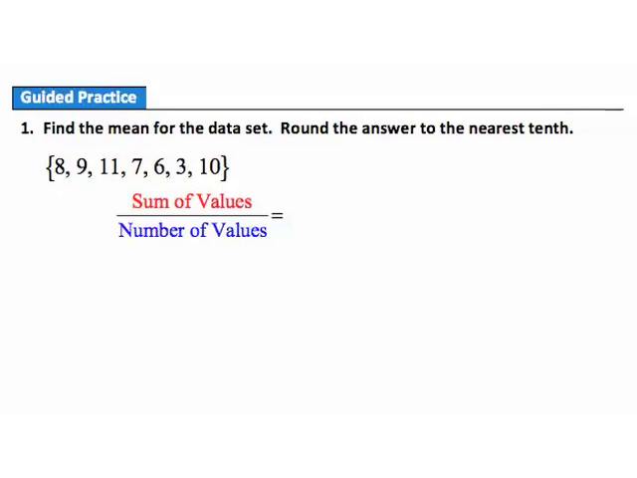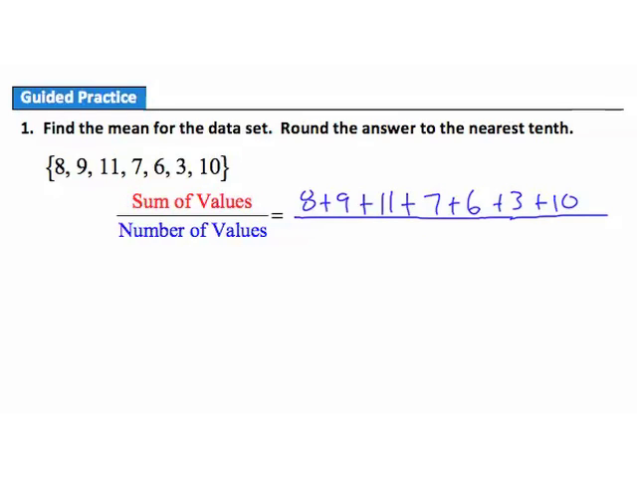Question 1. Find the mean for the data set. Round the answer to the nearest tenth. Well, to find the mean of this data set, we're going to take the sum of the values. So I'll draw a big fraction bar there, and let's see, I'll have 8 plus 9 plus 11 plus 7 plus 6 plus 3 plus 10. And we're going to divide that now by 1, 2, 3, 4, 5, 6, 7 of those values. So let's take a look. When I add all of those values together in the numerator of this fraction, I'll get 54.